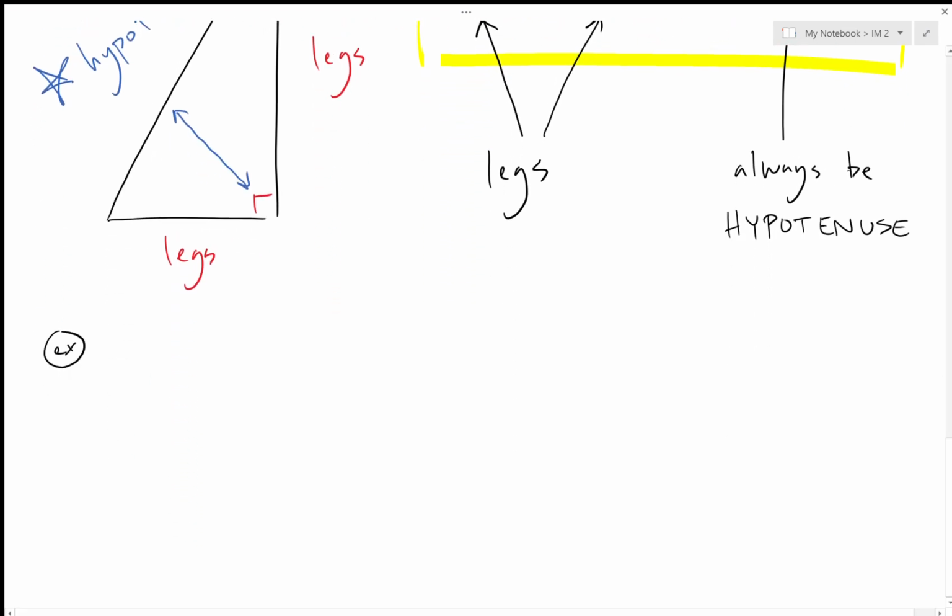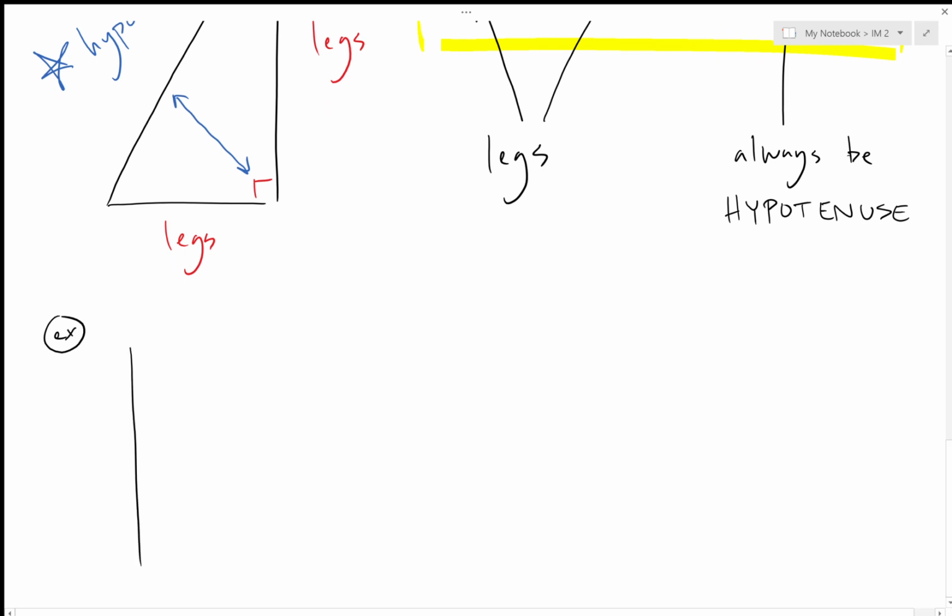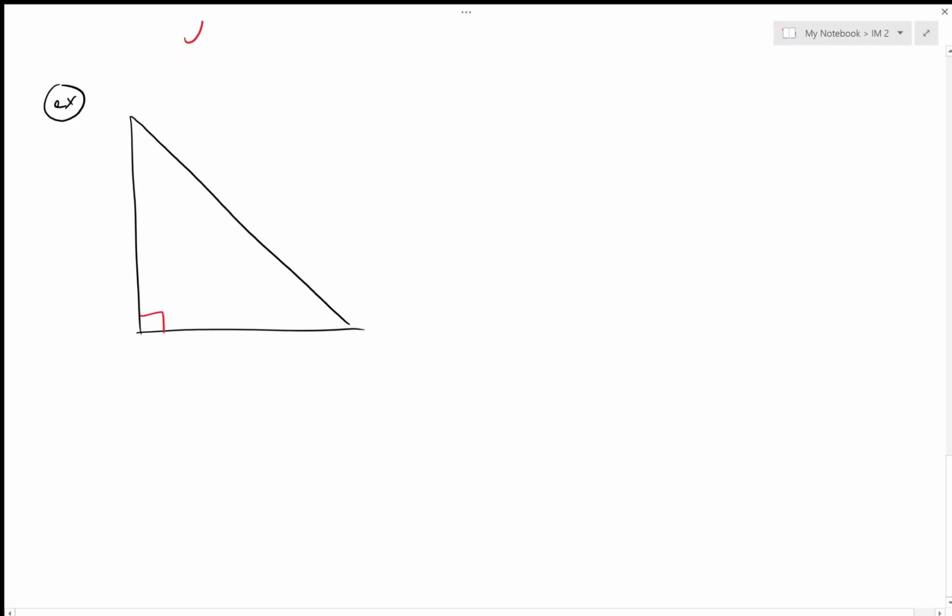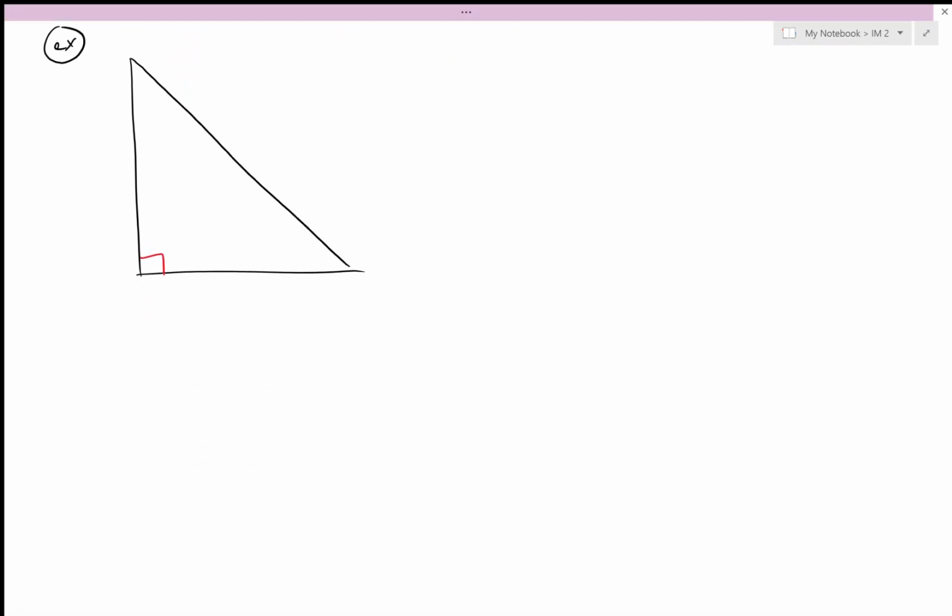Example number 1. They give us a right triangle with a right angle. They're going to give us a 15, a 20, and then a question mark over here. The question is going to be, what is the missing side? Or find the missing side.